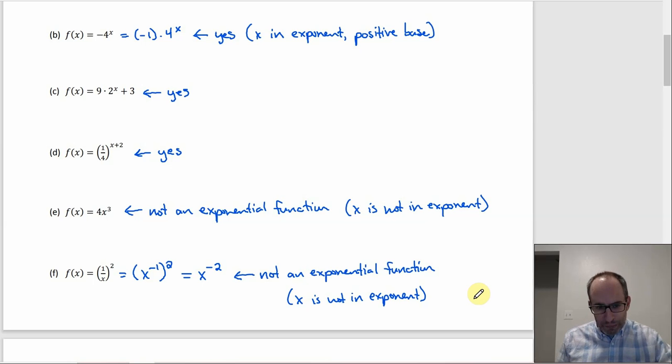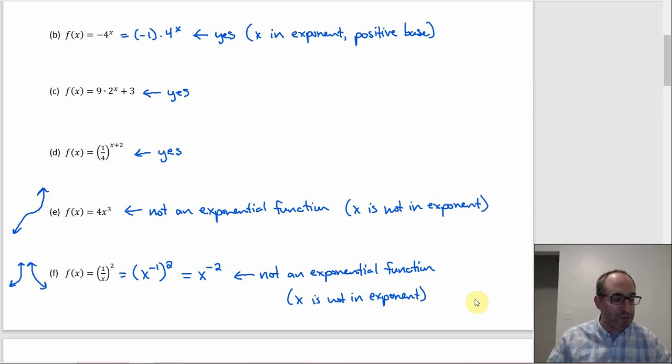I can tell you what they look like. E looks kind of like this. I guess it would be steeper on the left side. I didn't draw that too well, but it has kind of like an S shape sort of. And then F, I know what that one looks like too. It kind of does this. So they're graphable and they're functions. They're just not exponential functions.